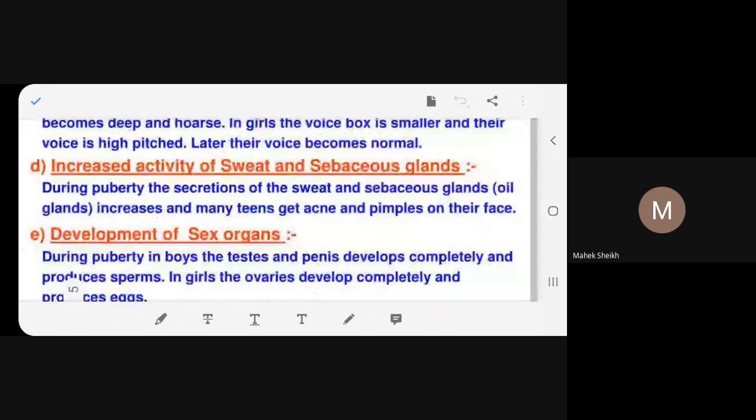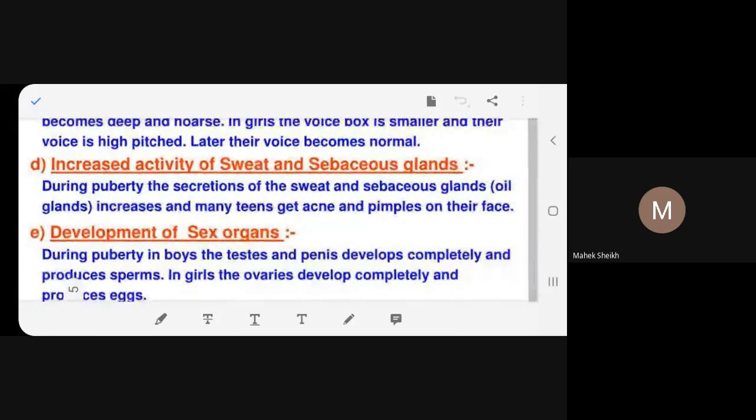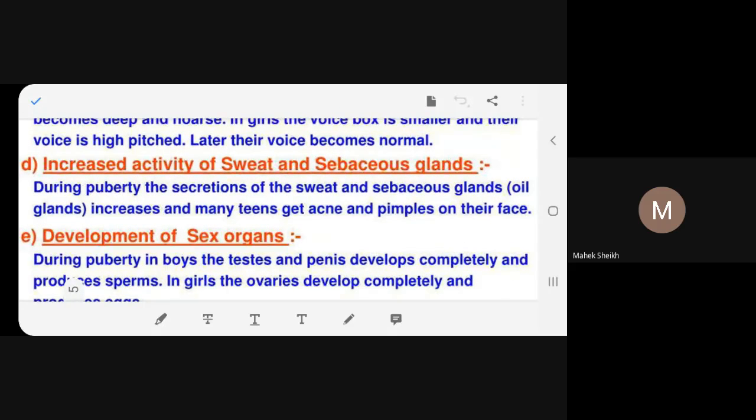Now, the next is increased activity of sweat and sebaceous glands. Read. During puberty, the secretions of the sweat and sebaceous glands increase, and many teens get acne and pimples on their face. It is secretions, not creation.